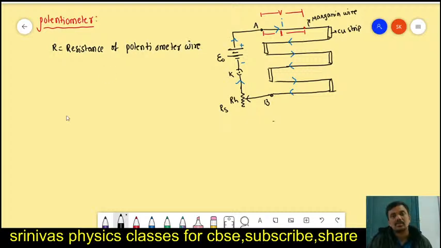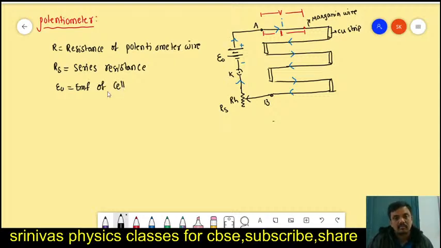Capital R is the resistance of the potentiometer wire, and RS is the series resistance, that is the resistance of the rheostat in the figure. E0 is the EMF of the cell, K is the plug key, and I is the current in the circuit.